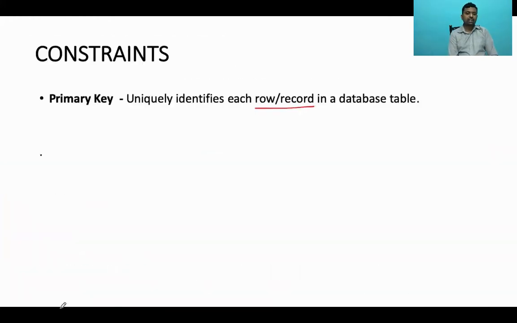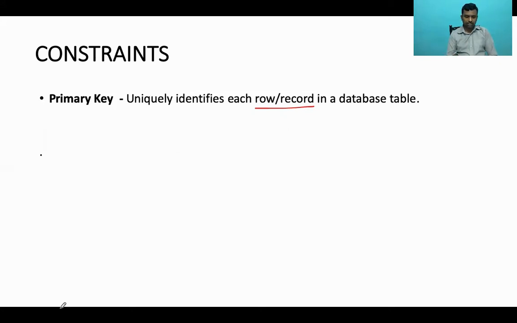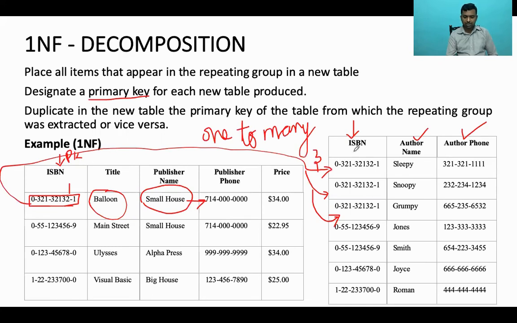The first one, as I said already, uniquely identifies a row, and it cannot have any null values. Foreign key identifies a row or record in any given table. How does it identify it? In another table, not in the given table. In this example, this ISBN is your foreign key. Why do I call this a foreign key? Because it is going to identify an element which is in another table. If I want to relate this table to that table, I must have a foreign key.